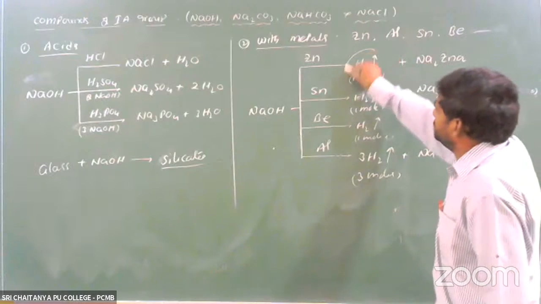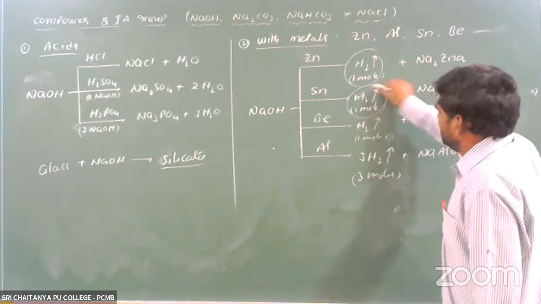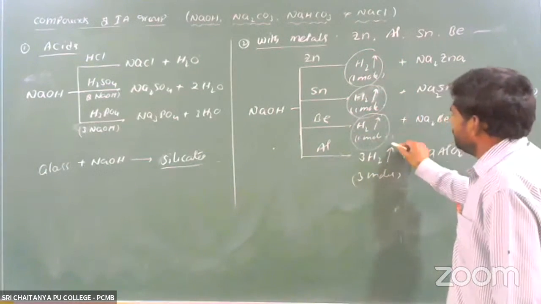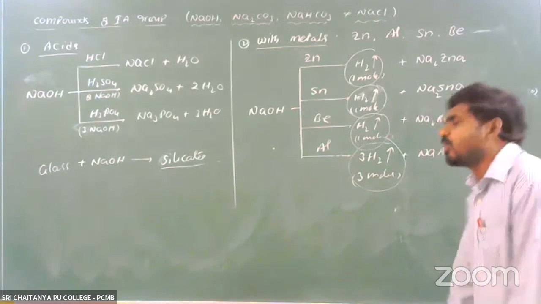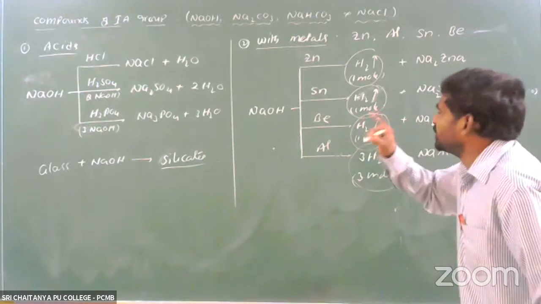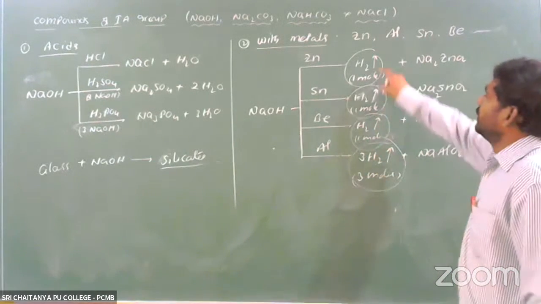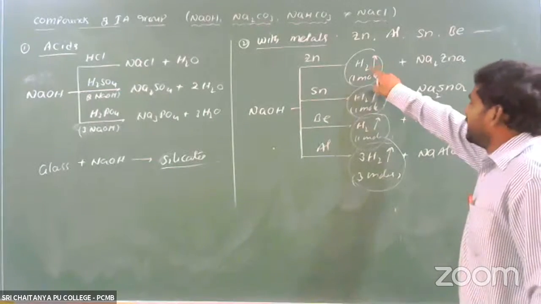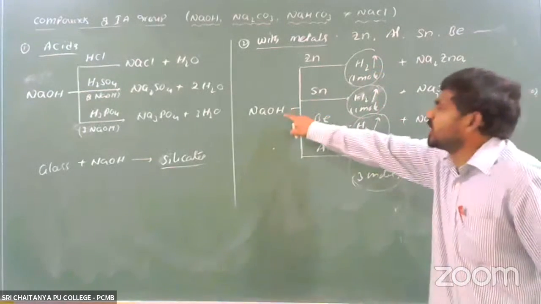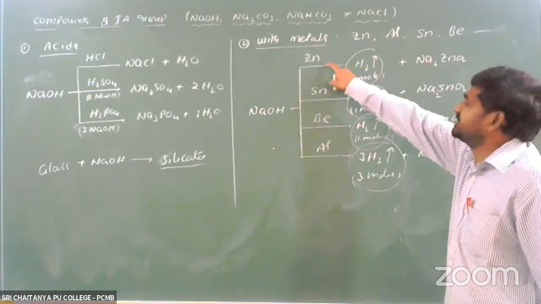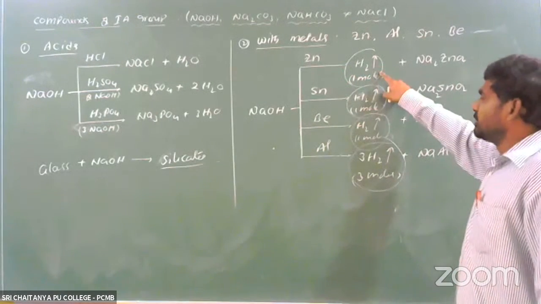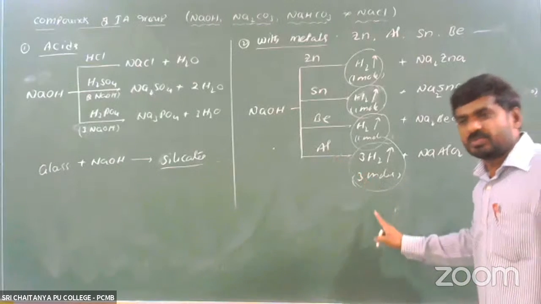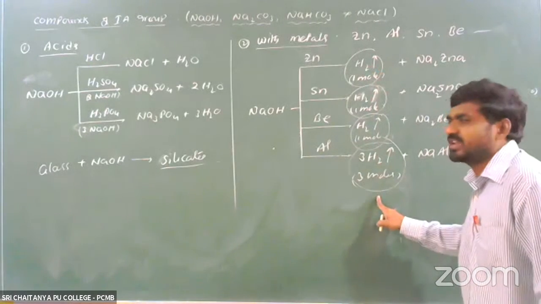Here 1 mole of hydrogen each for zinc, tin and beryllium. But with aluminum, how many moles of hydrogen are liberated? 3 moles of hydrogen gas. So consider the ratio of the number of moles of hydrogen gas liberated when sodium hydroxide reacts with zinc and aluminum. With zinc, it liberates 1 mole. With aluminum, it liberates 3 moles. So what is the ratio of hydrogen gas liberated?